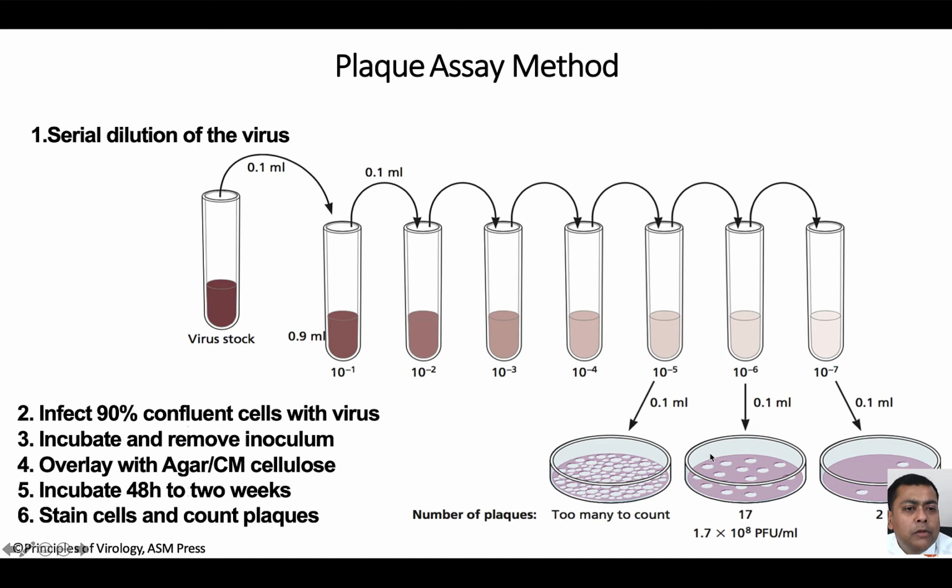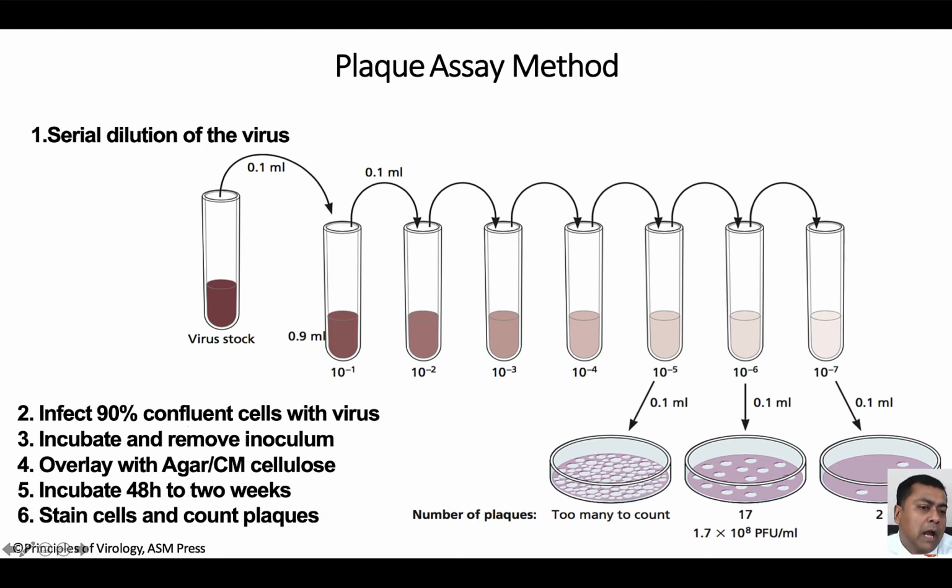But when you take out the liquid media and you have a semi-solid media, the virus coming out of one infected cell will only be able to infect the neighboring cell, not jump into some other areas. This is important so that the virus doesn't travel much distance, and just remains next to the original cell, able to infect only the neighboring cells. That's the function of the agar or the CM cellulose.